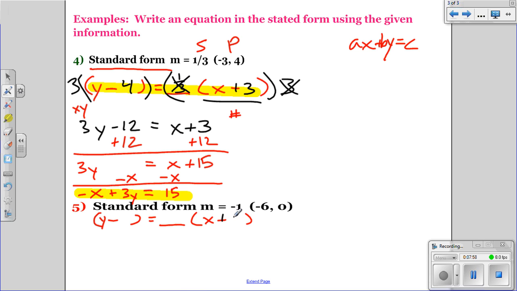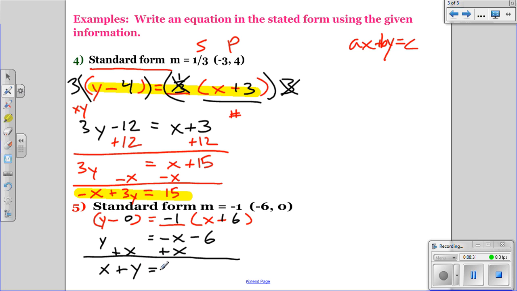Plug in our points. So 6 goes in for x, 0 for y, and our slope is negative 1. Okay. All right, so let's put it in standard form. So first thing I'm going to do is distribute as needed. Now I don't need to put plus or minus 0 there. Don't need it, so I'm just going to ignore that because we don't need to write the 0. This becomes negative x and then negative 6. So really the only thing I have to do here is move the x over to the other side. Again, put it in order. x first, then y, then equals negative 6. Okay, so that one worked out pretty nice and easy.